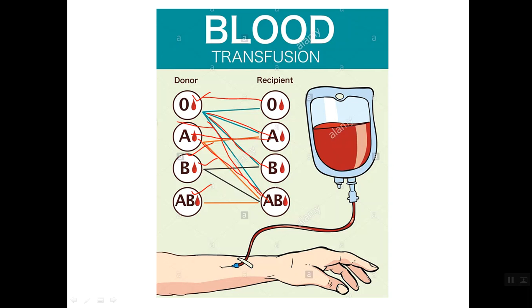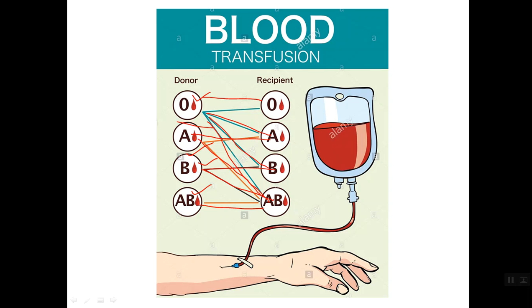Whereas B blood group individuals can donate blood to B blood group individuals, and similarly to A, the B blood group individual can also donate blood to the AB blood group individual, whereas the AB blood group individual can donate blood only to AB blood group individuals.